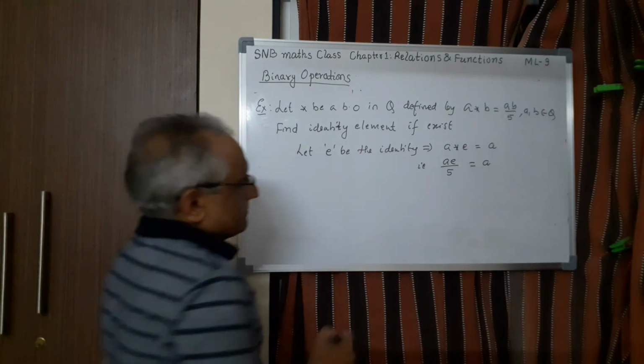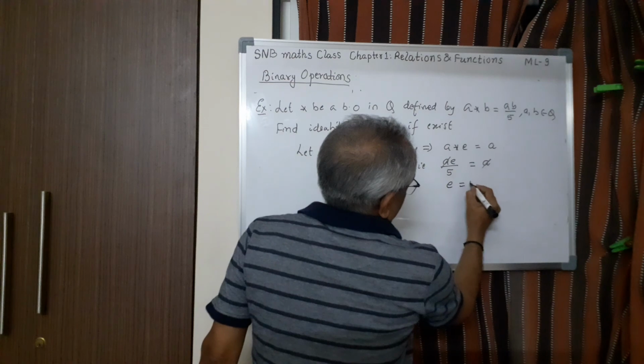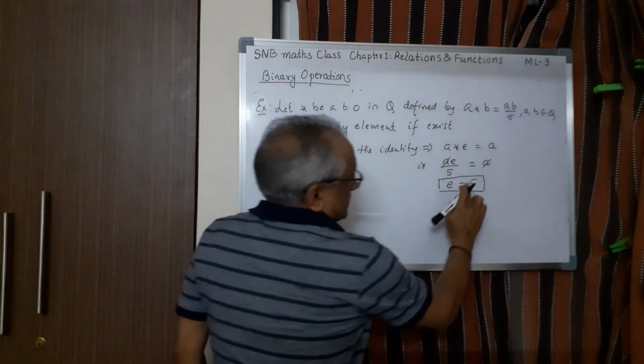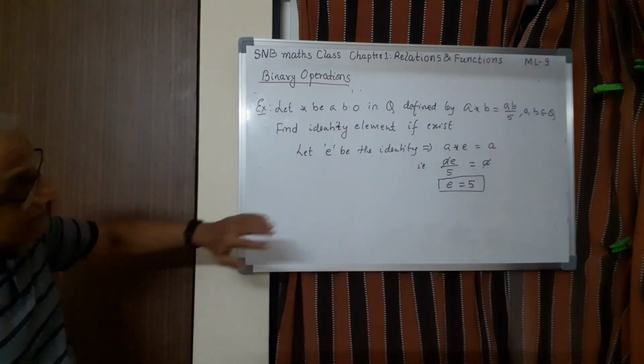So A is a rational number. So A you can cancel. So E must be equal to 5. So E equal to 5 is the identity element. So you can check now whether it is correct or not.